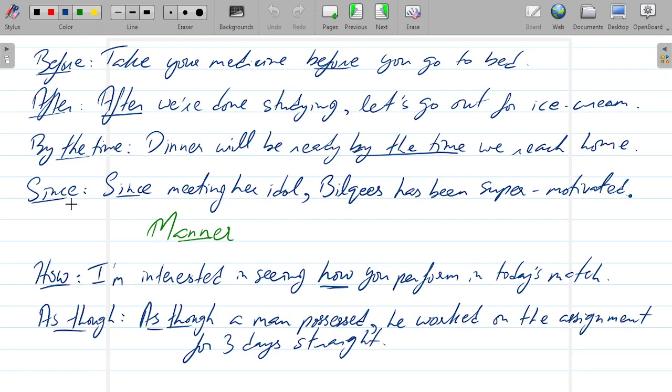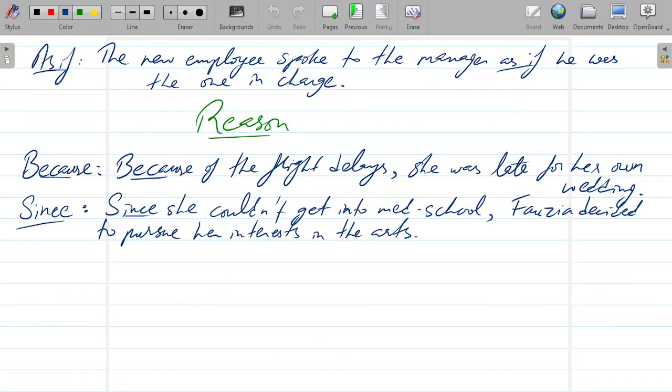Anyway, now just read the sentence again and see, does it really tell you something about time? And so, since meeting her idol, it's not giving you a reason for something happening. It's like since the time she met her idol, right from the time she met her idol, she's been super motivated. Whereas the since over here gives you a reason for why she decided to pursue her interest in the arts. It's because. I mean, you could very well use because over here.